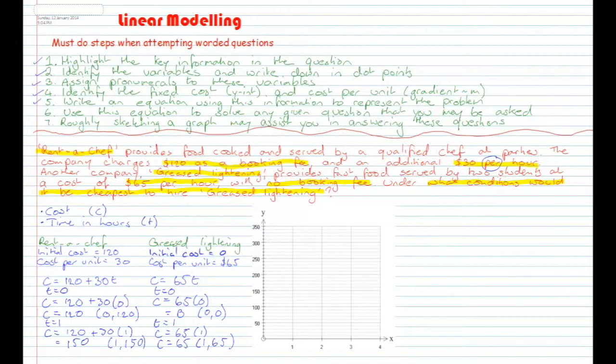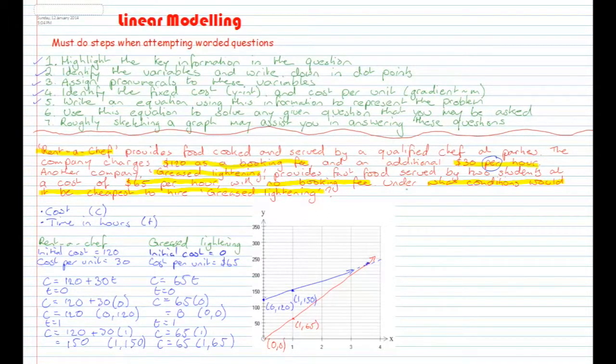Right, I'm just going to draw these out now. So I've got the coordinate of 0, 120 here, and I've also got the coordinate of 1, 150 here. I can join the two dots, making a linear graph. And then for this one, I'll do it in a different color for Grease Lightning. We're going to have 0, 0, and 1, 65. I'm going to join the two dots there. And if I continue this line on here, what you can see is it's actually going to cross over at a certain point.